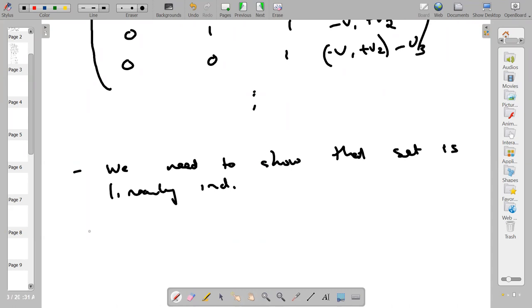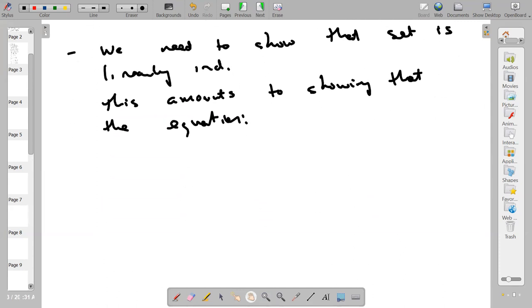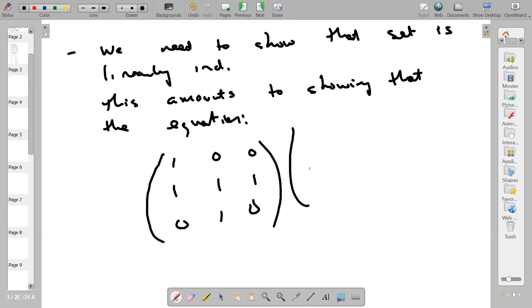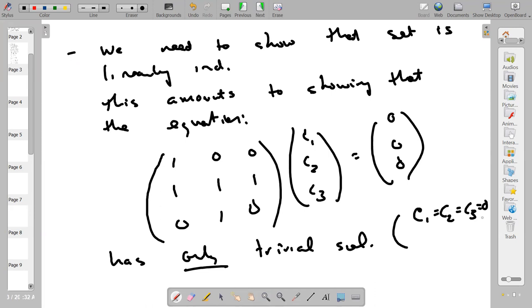If you think about what we're doing so far, without writing every detail down, this amounts to showing that the equation with the matrix with rows 1, 1, 0; 0, 1, 1; 0, 1, 0, times C1, C2, C3, equal to the zero vector, has only the trivial solution. That is, C1 equals C2 equals C3 equals zero.